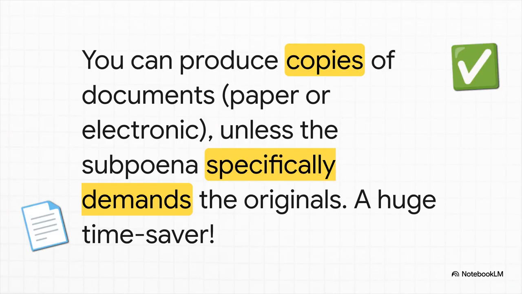And adding another layer of convenience is Rule 420A. This rule makes it plain that you can just produce copies, paper copies, electronic copies, whatever, unless the subpoena specifically says, no, we need the originals. This saves a massive amount of hassle and risk for the person who has to comply.